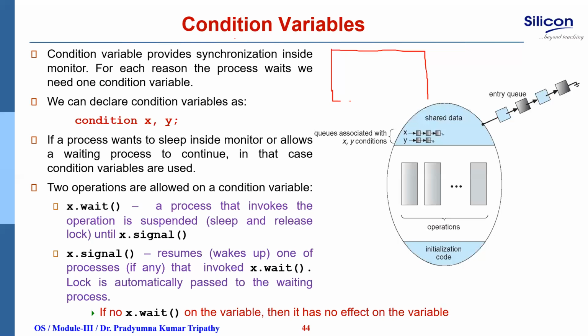This is a monitor, and I am having a producer-consumer problem. We have some shared data over here, right? We have some shared data which will be accessed either by a producer or by a consumer. Is it or not? So what will they do?